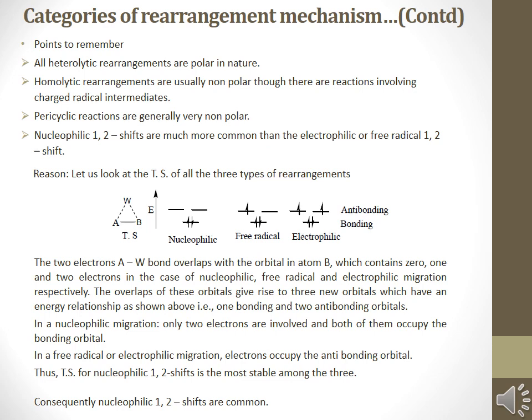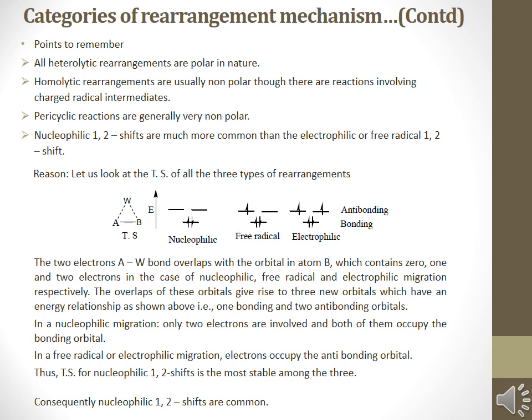Here we can see that the 2-electron A-W bond overlaps with the orbital in atom B, which contains 0, 1 and 2 electrons respectively in the case of nucleophilic, free radical and electrophilic migration. The overlap of these orbitals will give rise to three new orbitals which have an energy relationship diagram as shown above in the picture. That is, it will have one bonding and two antibonding orbitals.